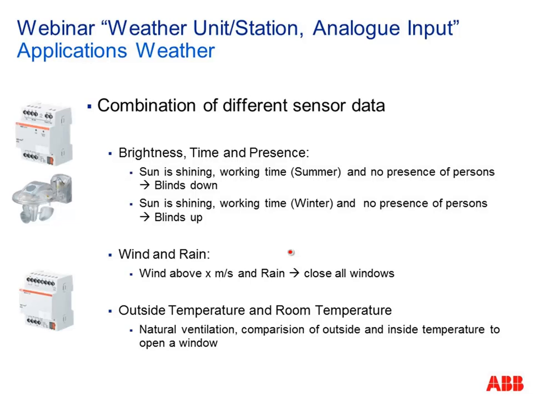Or here, wind and rain. If wind is above a certain value and it's raining, you would like to close all electrical windows if available. Or here we compare outside temperature measured with our weather station or weather unit and the room temperature. And then we create a kind of natural ventilation, means we compare both temperatures, and if it's colder outside in the summer, in the morning for example, we open automatically the windows to cool down the building free of charge with cold air coming from outside. So you see a lot of standard applications, but also some specialties are possible if you have such weather sensors in your KNX project integrated.